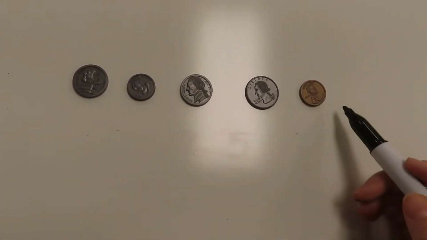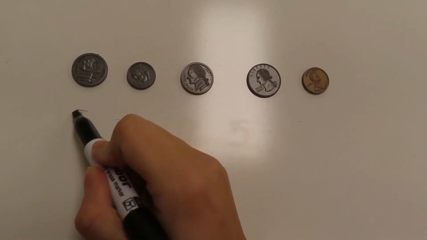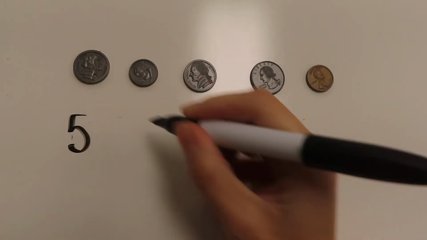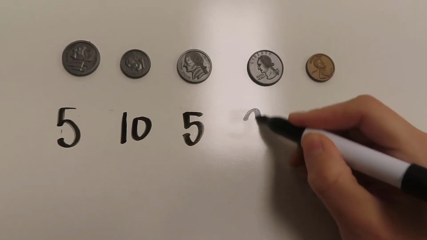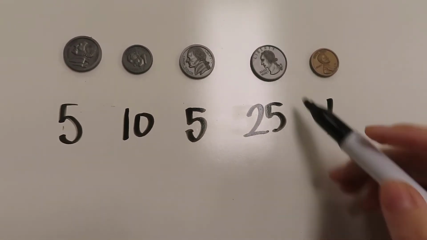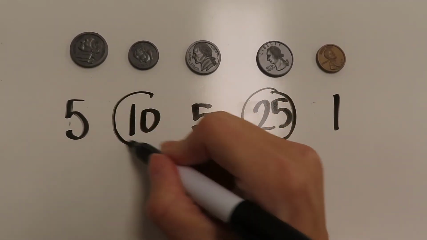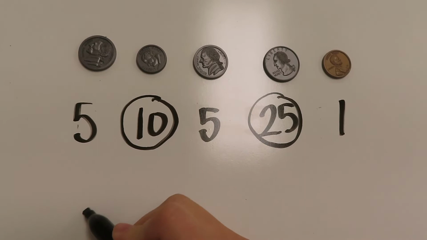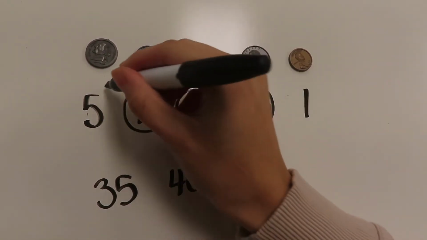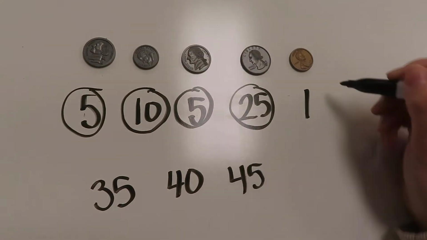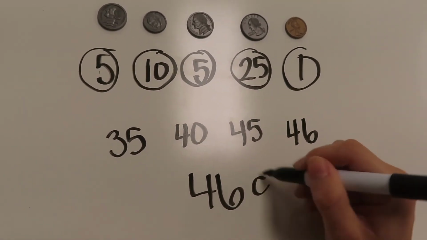Okay, so I'm going to label each one first, but then we can start with the biggest number first. So this is a nickel, which is worth 5 cents, a dime, 10 cents, a nickel, a quarter, and a penny. I like to start with my quarter first, so I know that I have 25 cents, and then I'm going to add the next biggest number, which is 10. So 25 plus 10 is 35, and then plus another 5 is 40, plus another 5 is 45, and then plus our penny, which is 46. So altogether, we have 46 cents.